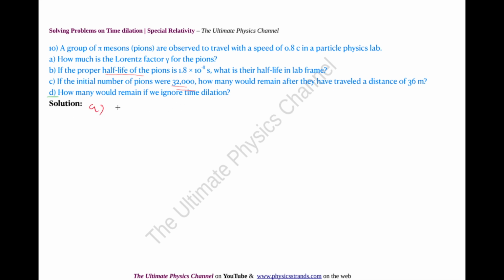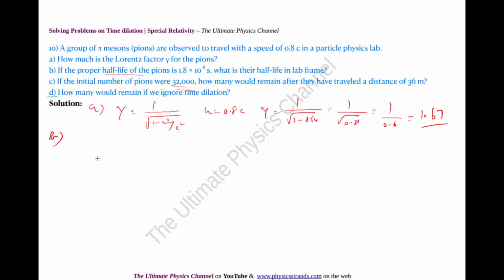First part is very simple. We need gamma factor, that is 1 over square root of 1 minus u squared over c squared, where our u is given as 0.8c. So if you substitute u here, you get 0.64. So the gamma is going to be 1 over square root of 1 minus 0.64. That is 1 over square root of 0.36. That is 1 over 0.6. That is going to be 1.67. That is our gamma factor. So the first part is very straightforward.